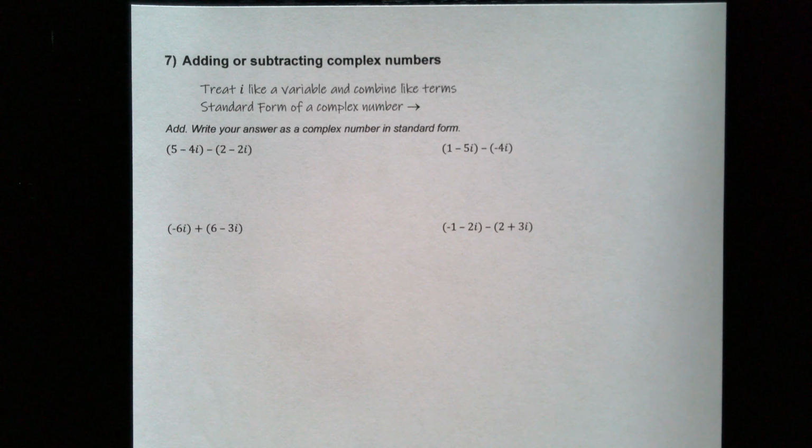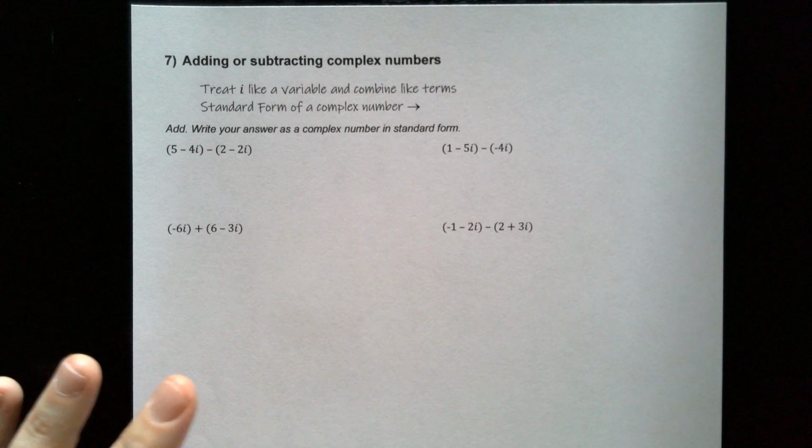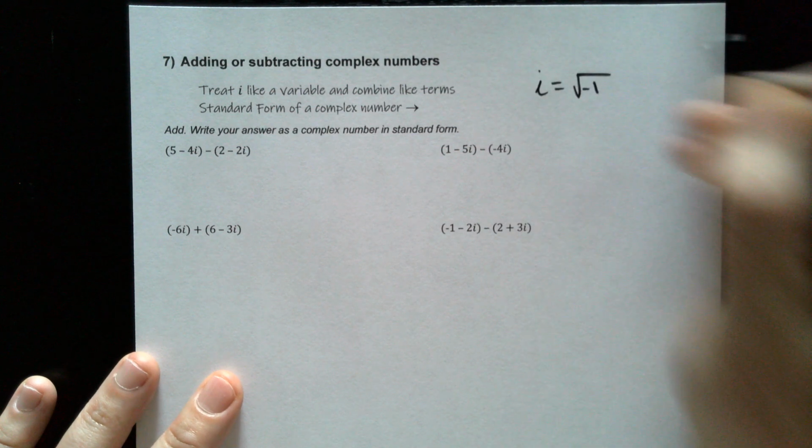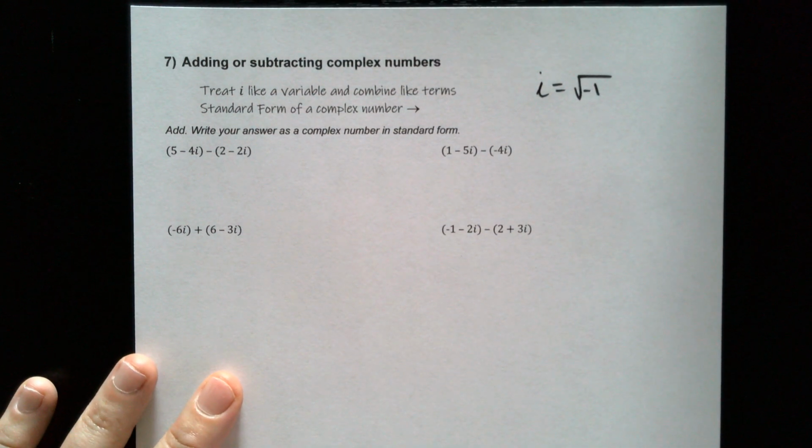In this video, we're going to be adding and subtracting complex numbers. Okay, so complex numbers is anything that has an i in it. That's all we really need to know for right now. So I will tell you that the definition of i is the square root of -1. So we'll look more into that in a separate video.